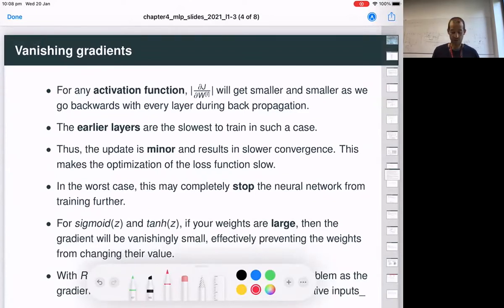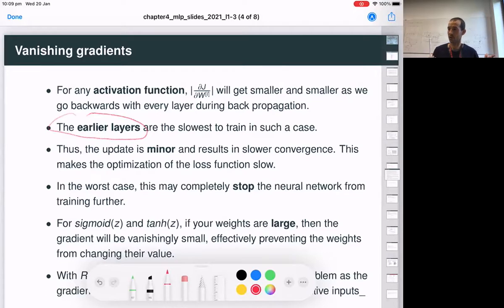For some activation functions, you remember that when you do the backpropagation, at each step you go backward. And as we use the chain rule, the gradients for each weight at each layer are multiplied each time. When you do the chain rule, you multiply the derivative of your function by the derivative of the composition of the function and so on. So the derivatives are multiplied. If you start with a gradient which is lower than one, you multiply each time by a gradient lower than one, and for a deep neural network, the first layers will have a very small gradient. So, as I'm writing here, the earlier layers are the slowest to train in such a case.